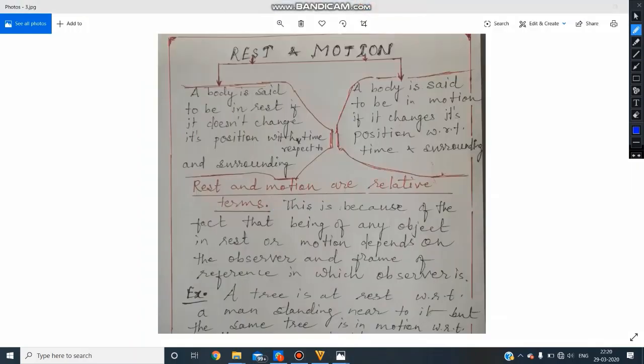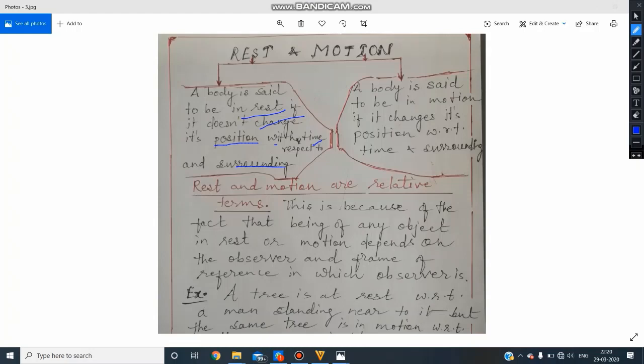Now, let's discuss the terms rest and motion. A body is said to be at rest when it does not change its position with respect to time and surroundings. For example, if you are looking at a tree from your balcony, after some time the tree will be at the same spot. After one day also it will be at the same spot. Time proceeds, but the object remains at the same position. This is the rest position.